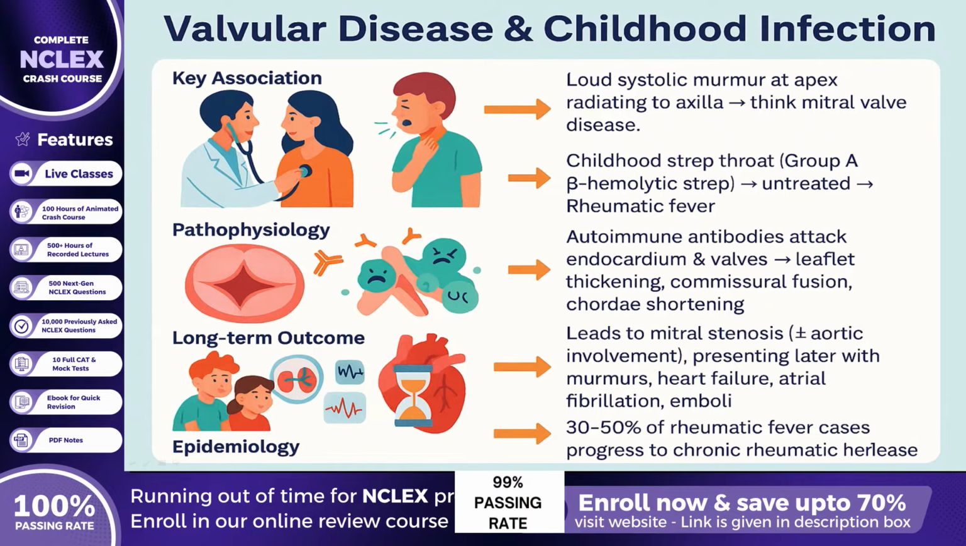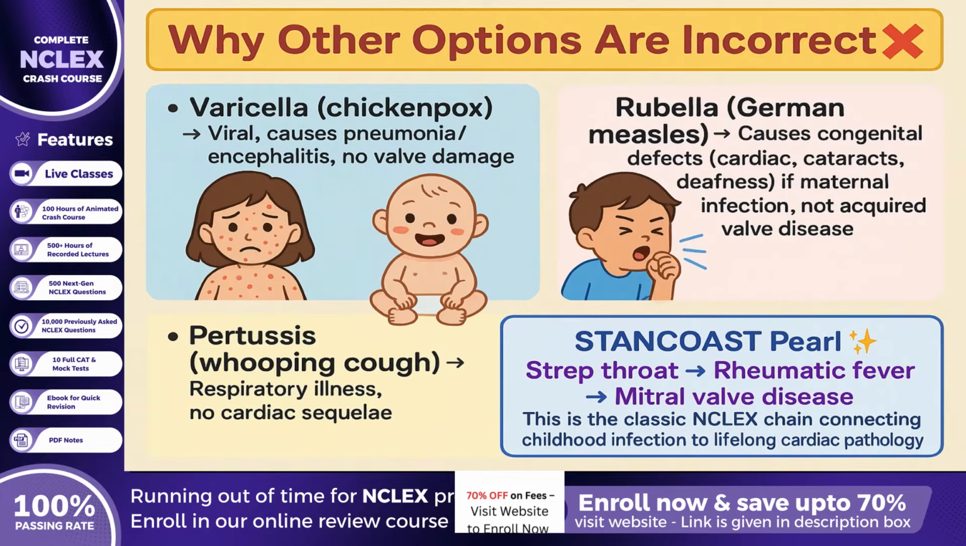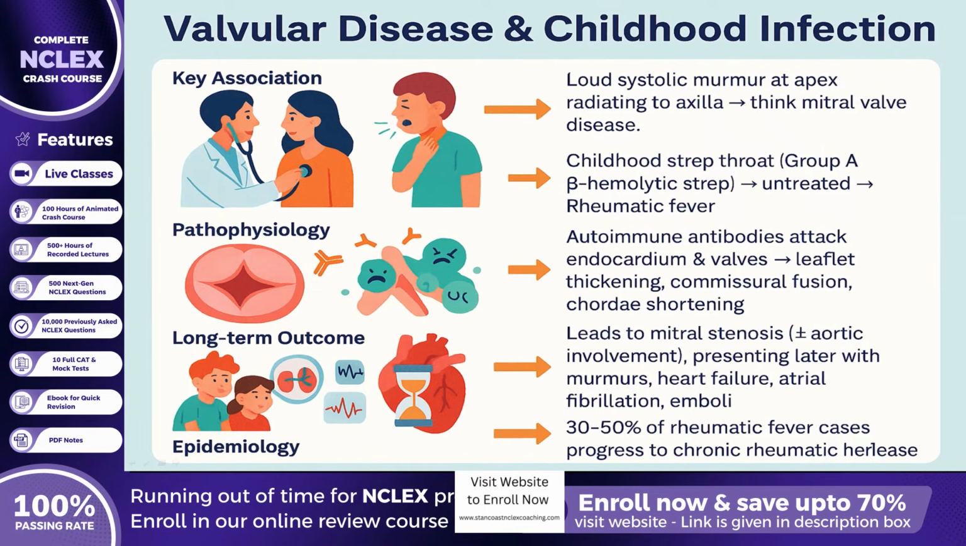Rheumatic fever is an autoimmune inflammatory disease that arises as a delayed complication of untreated or inadequately treated Group A beta-hemolytic streptococcal pharyngitis, more commonly known as strep throat. Antibodies produced by the immune system mistakenly attack cardiac tissue, especially the endocardium and valves, leading to leaflet thickening, commissural fusion, and shortened chordae tendineae. Over time, this scarring results in valvular lesions, most notably mitral stenosis, and sometimes aortic valve disease. Clinically, many of these clients present years later with murmurs, heart failure, atrial fibrillation, or embolic events.